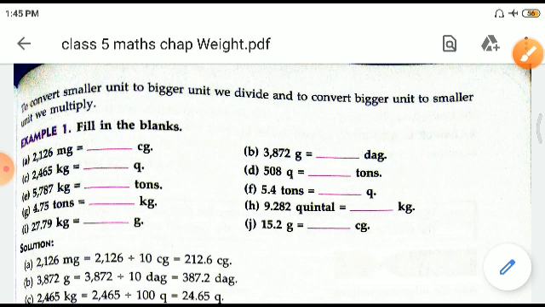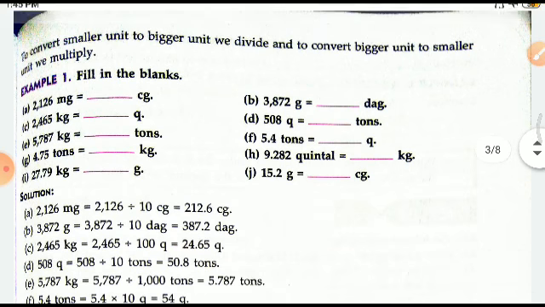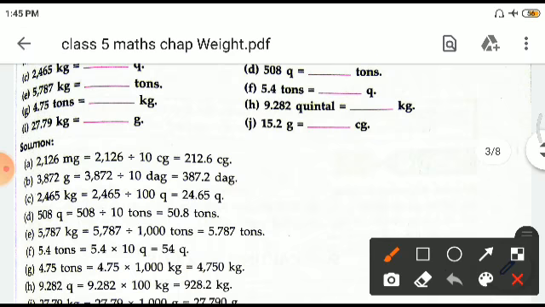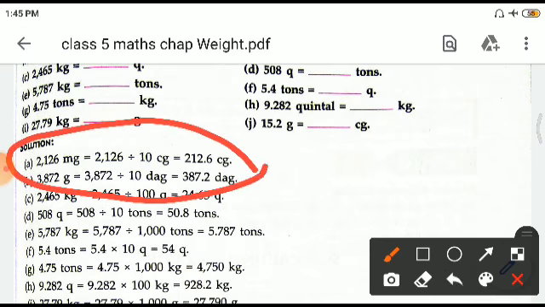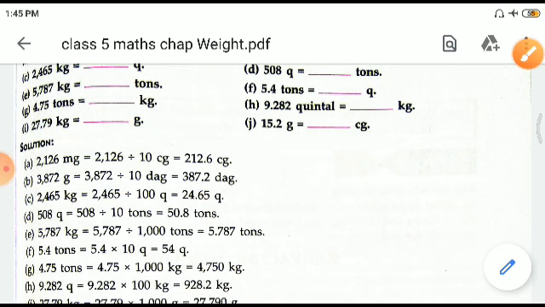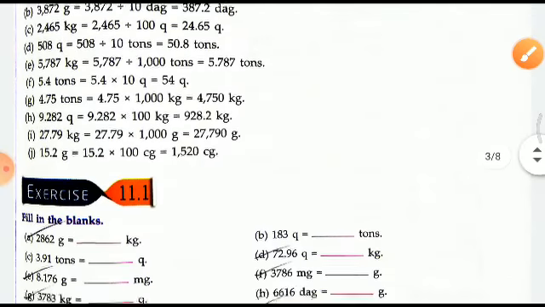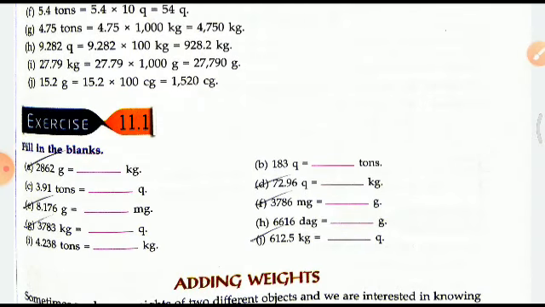Now let us fill in the blanks. 2126 milligram is equal to, in centigram, see here children, this has been shown here very aptly, that it has been divided by 10 and we get 212.6. 3872 gram is equal to 3872 divided by 10 decagram, and so on. Like this we have to do. Now this is an exercise. I'll be doing one question here.